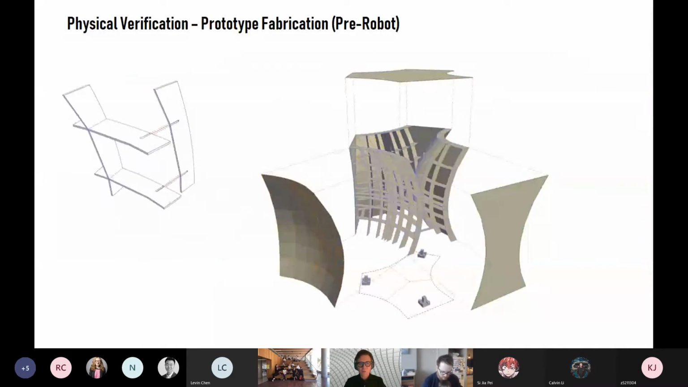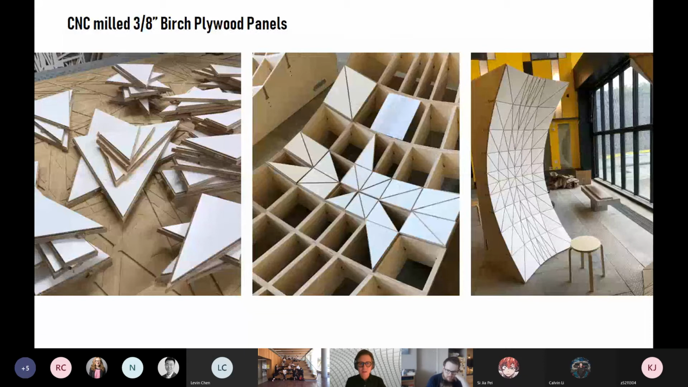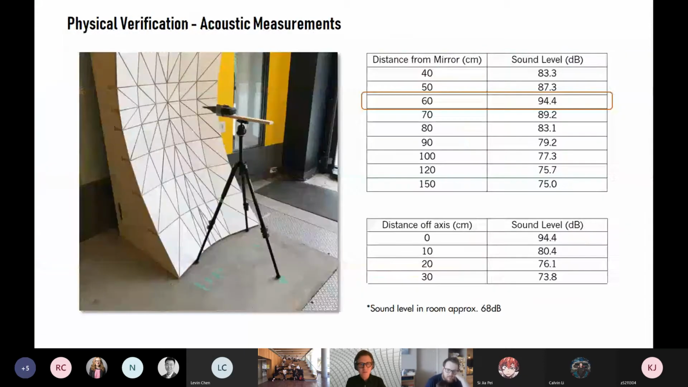We then had to figure out a way to fabricate this in a relatively easy way, because we would be fabricating it ourselves. We were using our CNC machine here, prior to getting the robot up and working, and then doing some physical verification of the geometry itself. Here we can see that at this focus point, the sound level is about 95, which is about 20 decibels higher than the areas that are only 30 centimeters away, right?